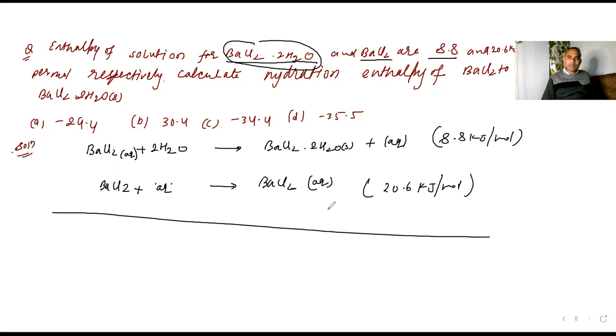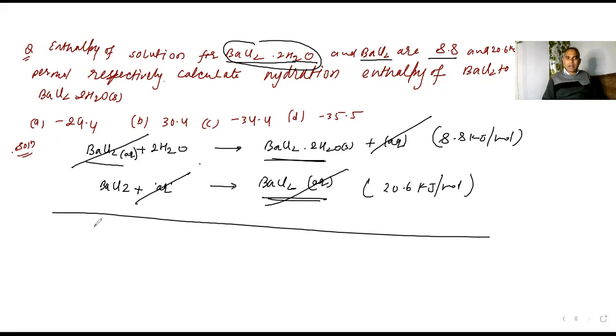If you are adding it, barium chloride in aqueous medium is getting formed, and in the water it is getting BaCl2·2H2O plus aqueous. The other things we don't require, the aqueous on the left side and on the right side are not required. BaCl2 aqueous and BaCl2 aqueous are not required.